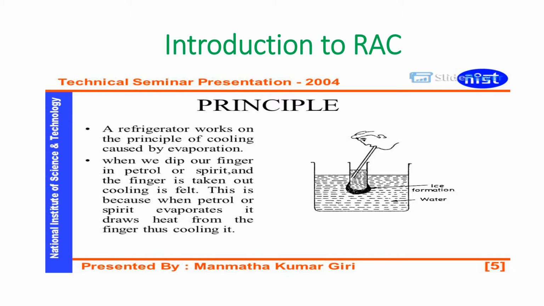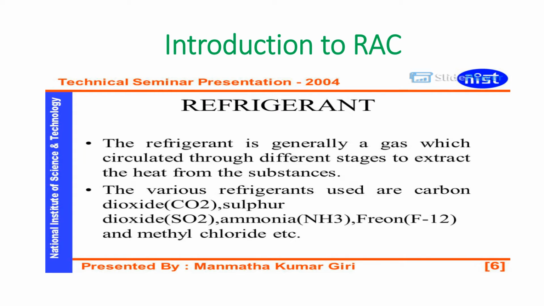When we dip our finger in petrol or spirit, and the finger is taken out, cooling is felt. This is because when petrol or spirit evaporates, it draws heat from the finger, thus cooling it. Refrigerant. The refrigerant is generally a gas which is circulated through different stages to extract the heat from the substances. The various refrigerants used are carbon dioxide CO2, sulfur dioxide SO2, ammonia NH3, freon F12 and methyl chloride etc.